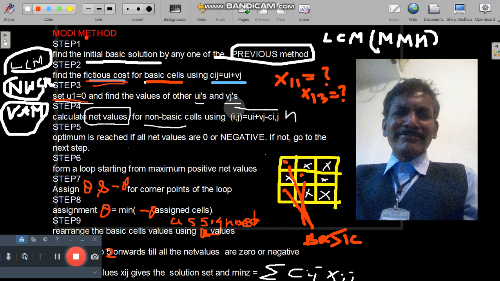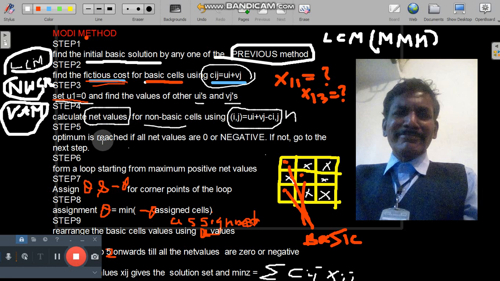This is a formula. Again I will take the problem, at that time you will understand how to calculate the net values here. How to find the net values I will explain when I take the problems there. So for non-basic cells, net values; for basic cells, fixed cost. So don't confuse. For basic cells we have to find fixed cost by using this particular formula. For non-basic cells we have to find the net values by using this formula. This is step number 4.